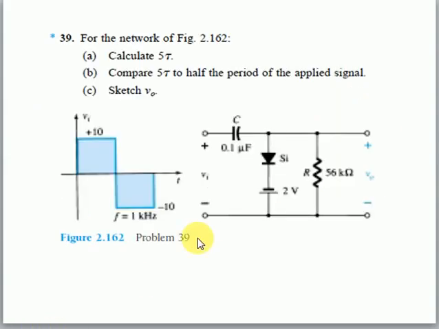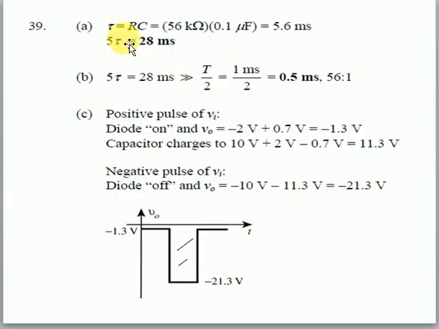Now this is a question from your exercise in which first of all you will have to calculate the value of 5 tau. In part B, compare 5 tau to half of the period of the applied signal, and you have to sketch V0. Now in this case, when we calculate 5 tau, then tau is equal to RC and 5 tau is equal to 28 millisecond.